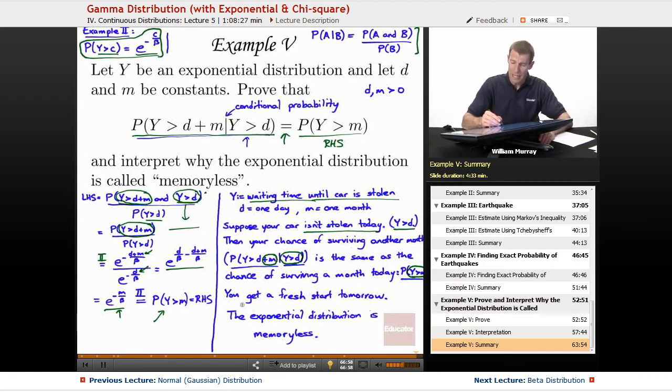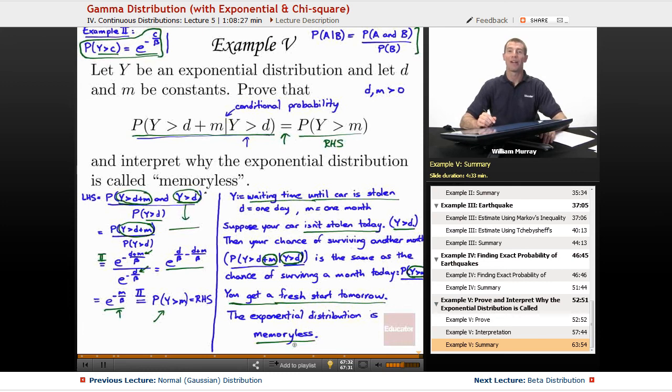So if we can make it through today, on the condition that we make it through today, we will get a fresh start tomorrow. It'll still be exactly the same probability of lasting through another month. And that's why the exponential distribution is called memoryless. It doesn't remember that you got lucky for one day. It just restarts and starts calculating the same probabilities this evening that it calculated this morning. So you kind of get a fresh start, assuming you're lucky enough to survive through today.